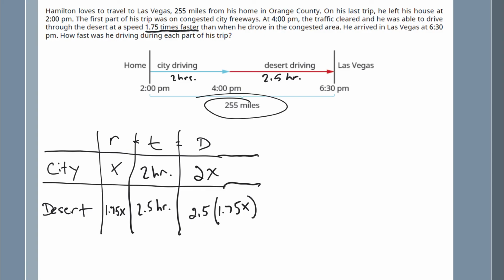I said this once before, but I'm going to say it again because I think it's important to repeat. When we're talking about distances here, when we talk about these two expressions, you have to think about those two expressions as if they mean one number. So the top number, 2x, that's one number. So if I knew what x was, I'd just multiply it by 2, and that would give me that number. And same thing down there. If I knew what x was, I could plug it in, and that would also give me one number. So the city driving number is 2x, and the desert driving number is 2.5 times the quantity of 1.75x. And if I add those two numbers together, I get 255. So to make sure I stress that point.